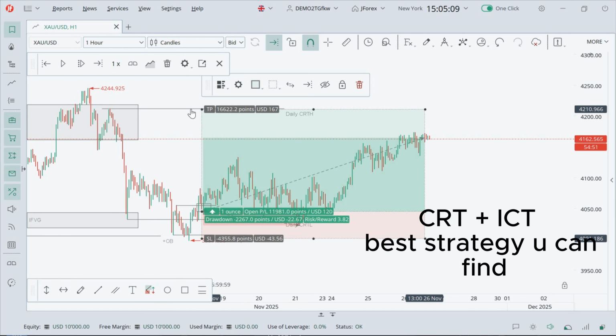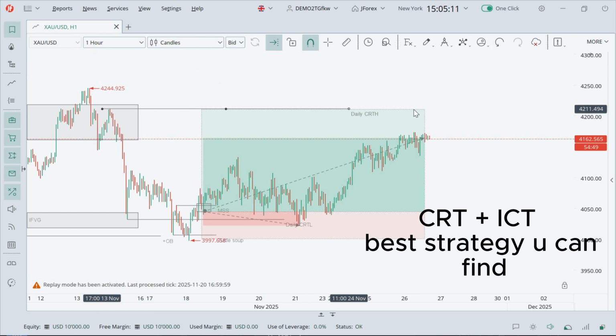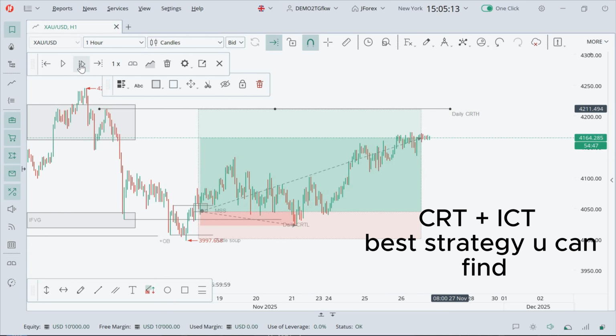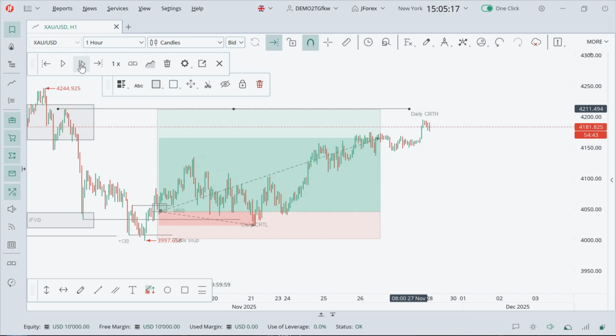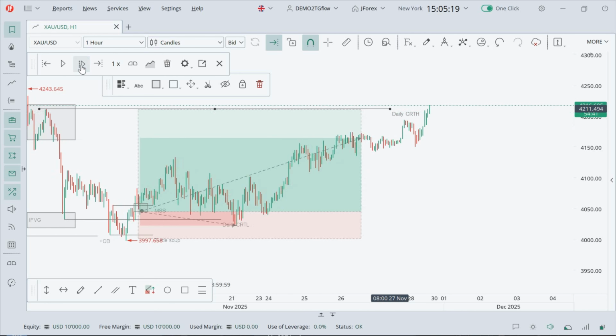CRT is the best strategy you can find in any market. It is applicable to all markets: forex, indices, commodities, plus the ICT.